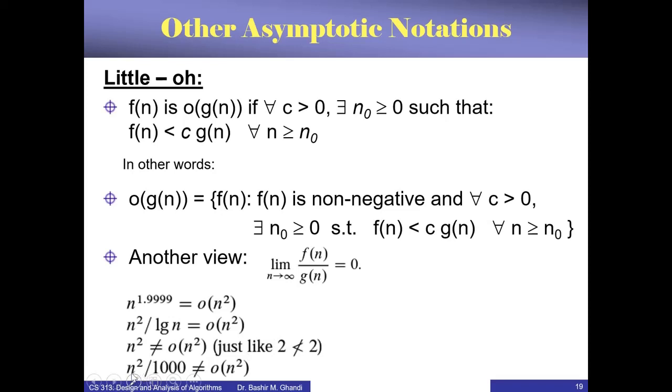What about this? n squared divided by 1,000, or even divided by 1,000,000. This is not little o of n squared. Why? Because this is a constant value, and normally we ignore constants. We are only concerned with the term with the n. So actually this is just n squared, and n squared cannot be little o of n squared. I hope this is clear. Right.